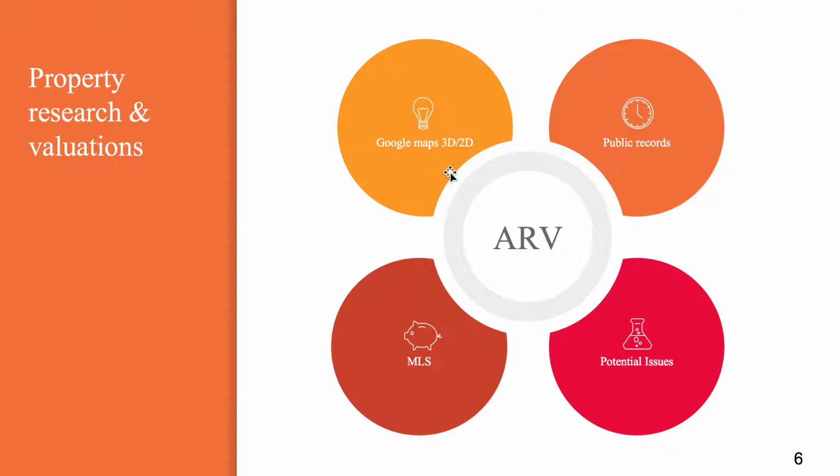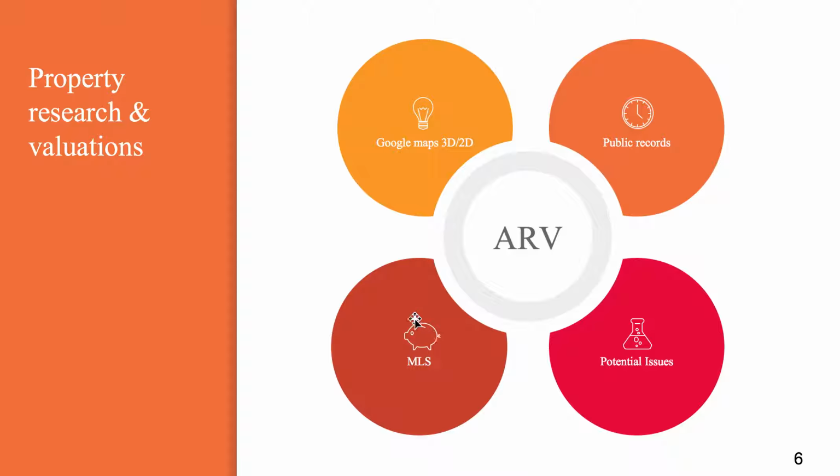You want to check out the public records to see the last time that property was listed. How much did they try to sell for? Hey man, you were trying to sell the property for $50,000 2 years ago, and you're asking me for $50,000 now. Why didn't it sell? Did you get any offers? What was the reason that it didn't sell? So you want to dig deeper.